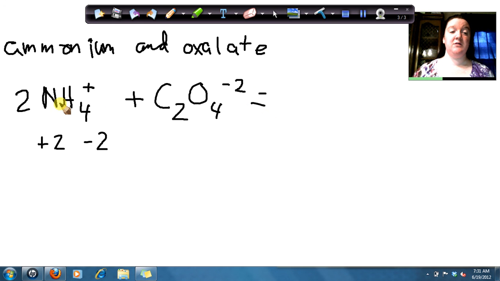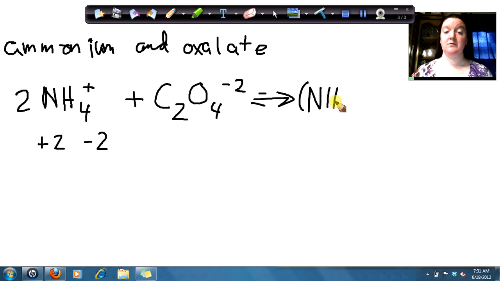And here, the NH4, that polyatomic ion, since I have to have 2 of them, I'm going to have NH4 in parentheses, sub 2. Now my oxalate ion, I only have 1 of those, so I don't need to put it in parentheses, even though it has more than one element. C2O4. So now I have ammonium oxalate.